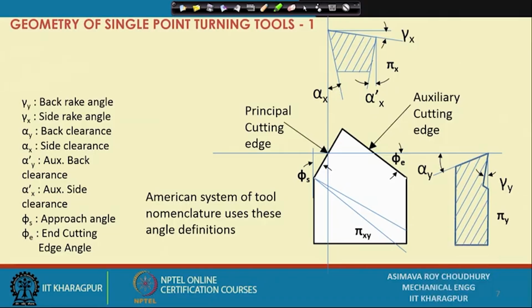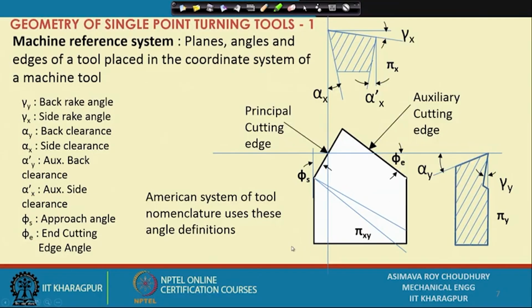First of all, I am seeing the tool here from the top. Okay. This is the tool from the top, and all angles and planes and edges etc. are defined in this system of machine reference. It is called the machine reference system. Okay. Machine reference system, and the American system of tool nomenclature uses these angle definitions. In what way? For example, if you are cutting the tool along this particular line, if this is the xy plane, okay, this is the projection in the xy plane, the plan view.